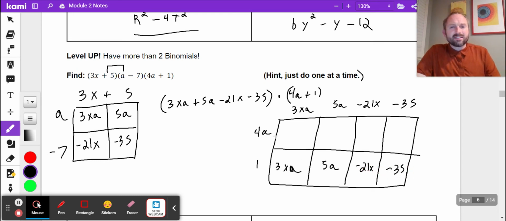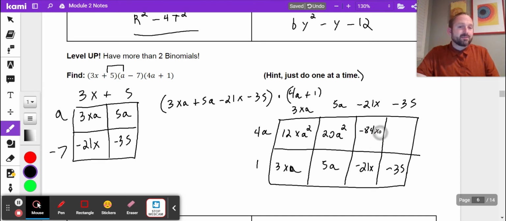Now the 4 is going to be kind of tough. 4a is going to be 12, 4 times 3. And then I have the x, and then I have the a squared. 4a times 5a is going to be 20a squared. 4a times negative 21x will be negative 84xa. And then 4a times negative 35, well, 2 times 35 is 70. If I times it by 2 again, I would get 140. So this is going to be negative 140a.